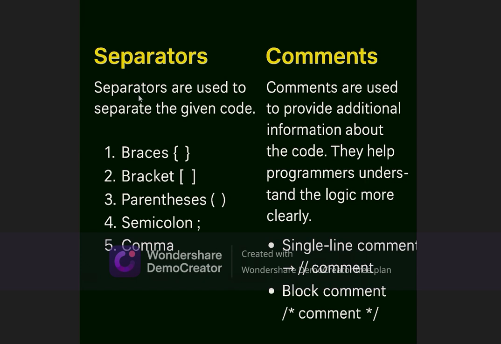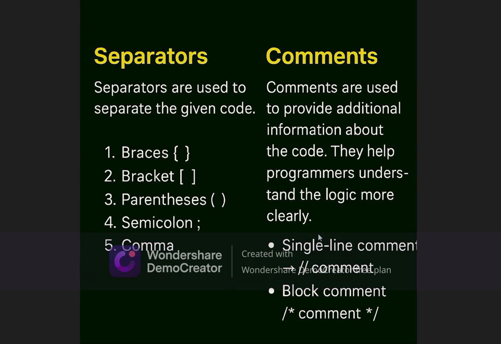Now we will see separators and comments. We use separators to separate the given code. We have five types of separators. Those are braces, brackets, parentheses, semicolon, and comma. And we use comments to provide additional information about the code. They help programmers to understand the logic more clearly.